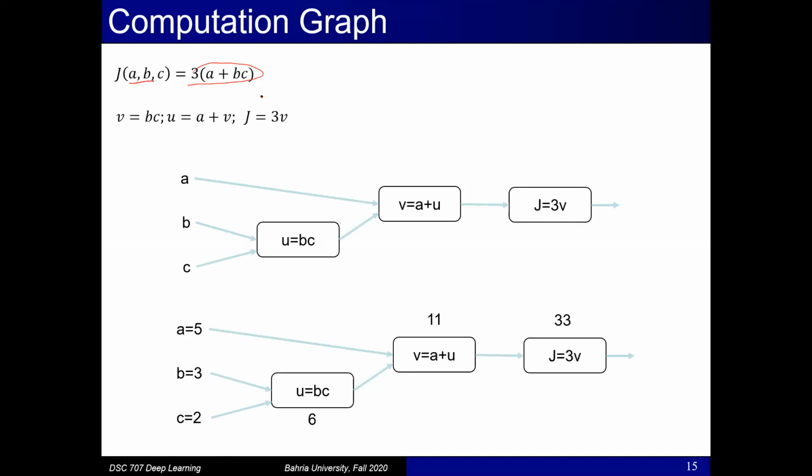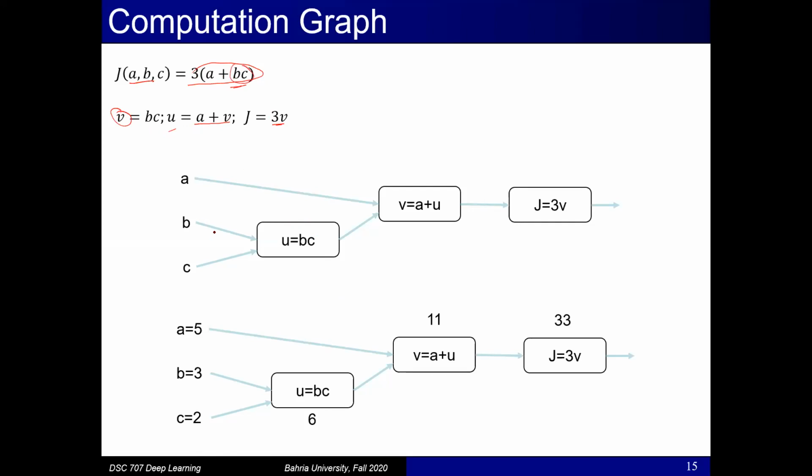We have defined certain variables. First we perform b into c, so we use a variable v, and then we add this to a, so a plus v is what we are calling u, and then 3 times this thing is what we are calling 3v. So we have just taken some additional variables to solve this problem. So the first operation that we'll do, what is that? We will multiply b and c together.